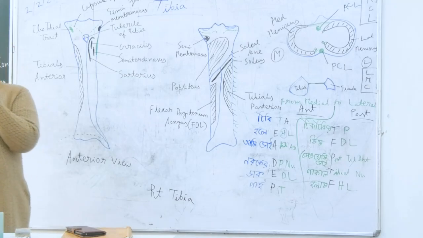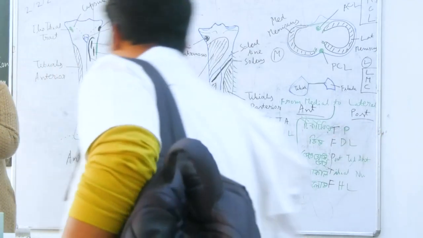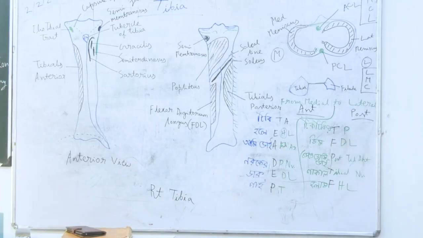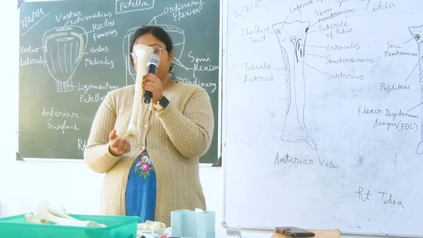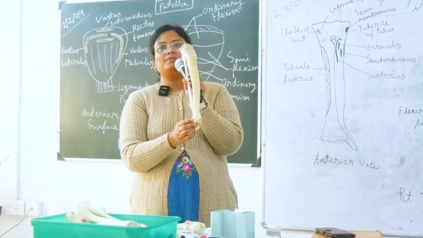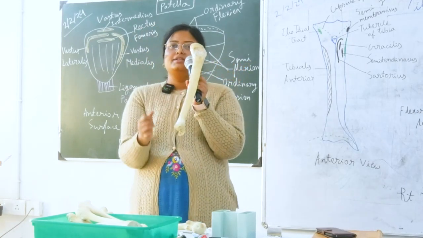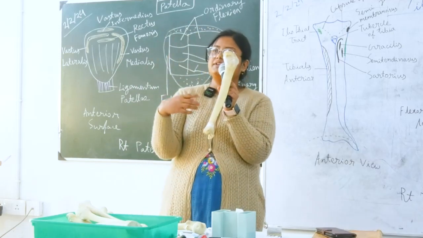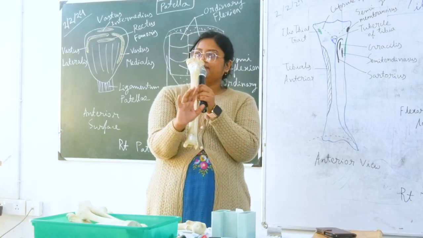And on the posterior surface, in the groove between the lower end and the medial malleolus, lies the tendon of the tibialis posterior, the medial-most structure on the posterior surface. So these structures are clear.